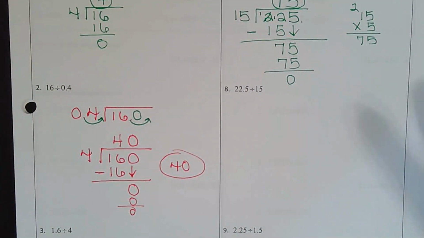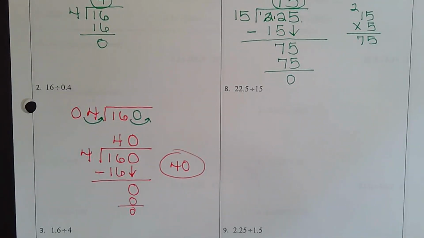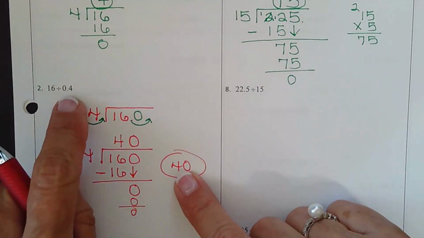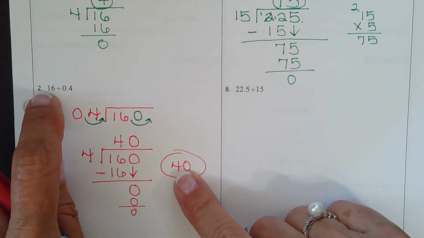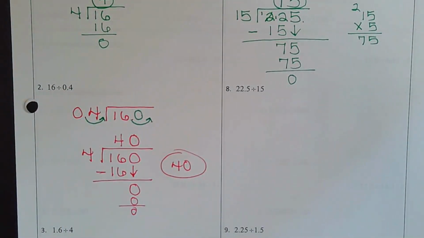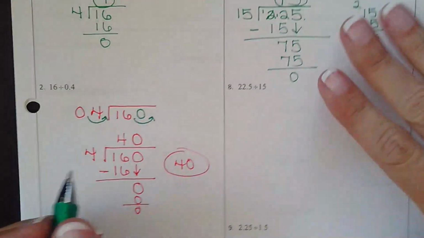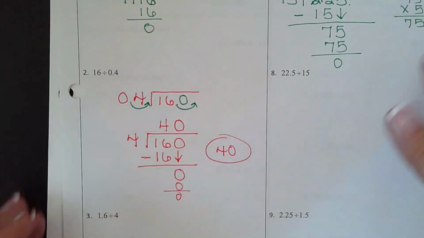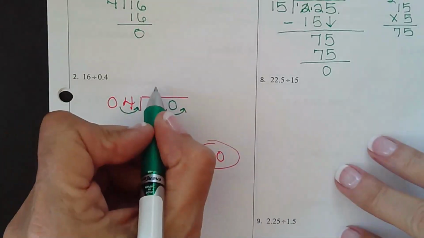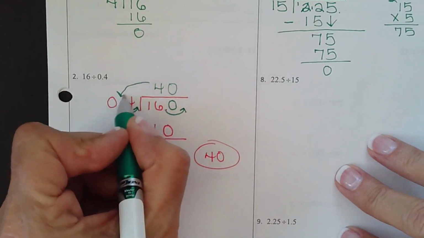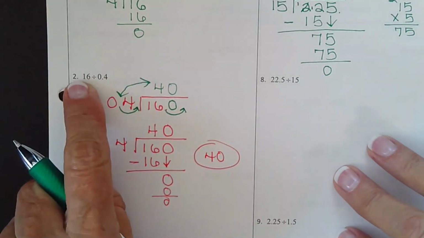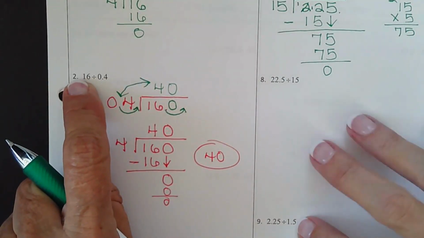And remember, all of these problems can be checked. So you take your answer times the divisor, and you should get the dividend. So shall we do a check here just to show one? So let's do it over here. The answer to this problem is 40. So these are the two that you're going to multiply, and they should give you that original number.